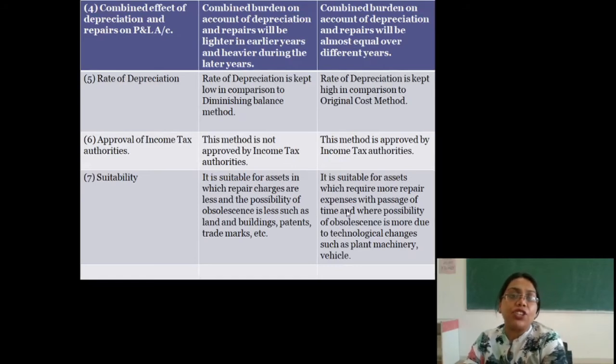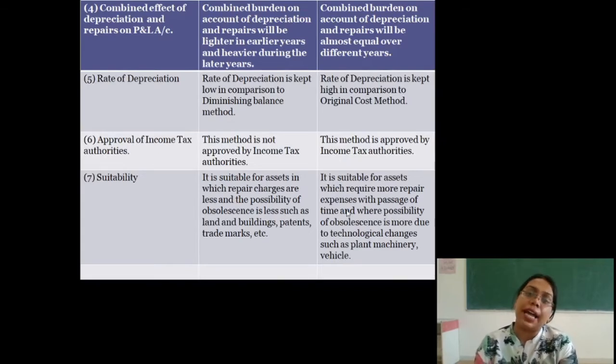Combined effect of depreciation and repairs on P&L account. So in case of fixed installment method, the combined burden on account of depreciation and repairs will be lighter in earlier years and heavier in later years. But in case of written down value method, the combined burden on account of depreciation and repairs will be almost equal for different years.